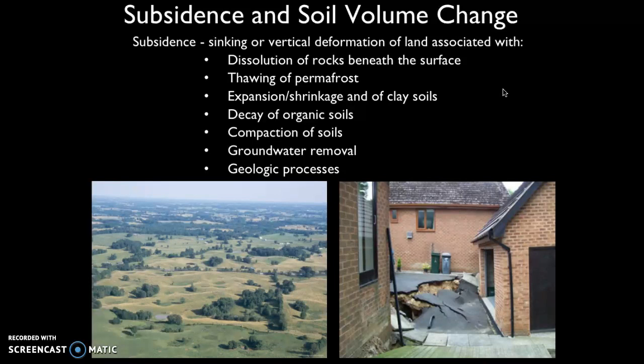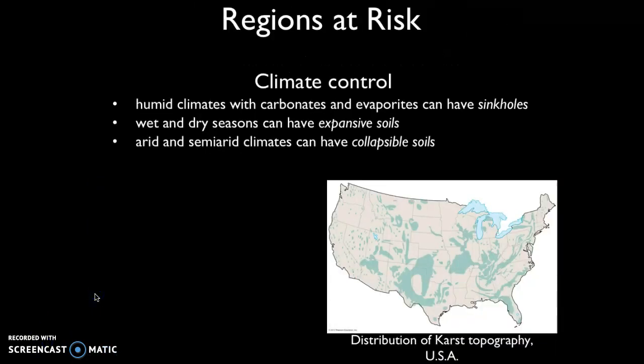And I want to reiterate that subsidence is probably not one of the most life-threatening natural hazards, but it is one of the most costly and one of the hardest ones to remediate overall. Alright, so what regions are going to be at risk of subsidence and soil volume change?